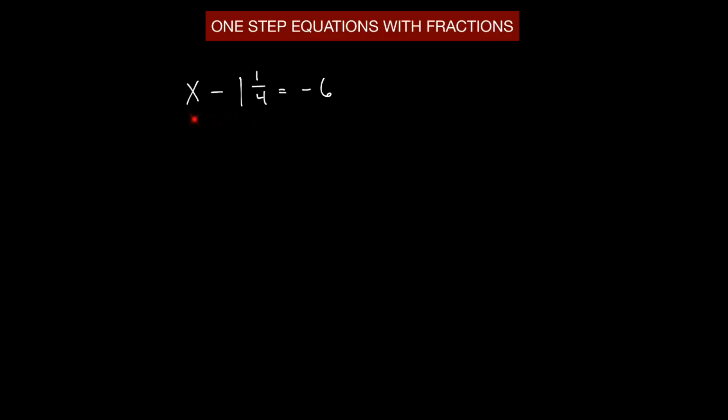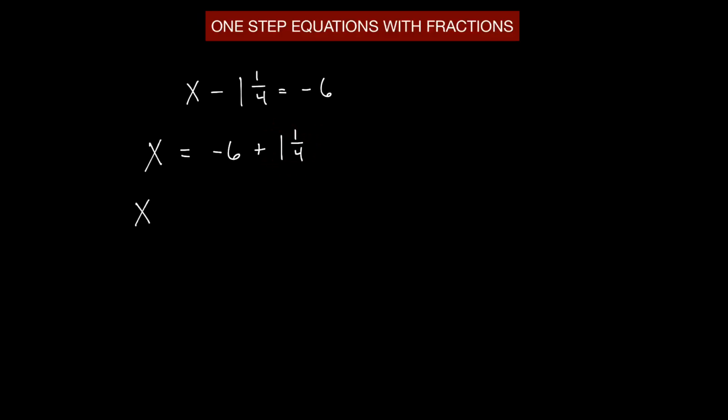Okay, x minus 1 1/4 equals -6. So to get this variable by itself, we need to add 1 1/4 to both sides. Adding it to the left side kind of makes it disappear. So we're going to say x equals -6 plus 1 1/4. Okay, let's turn both of these into fractions, and let's turn this into a top-heavy fraction.